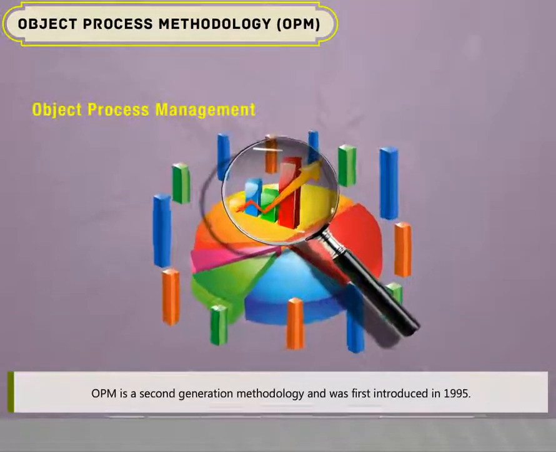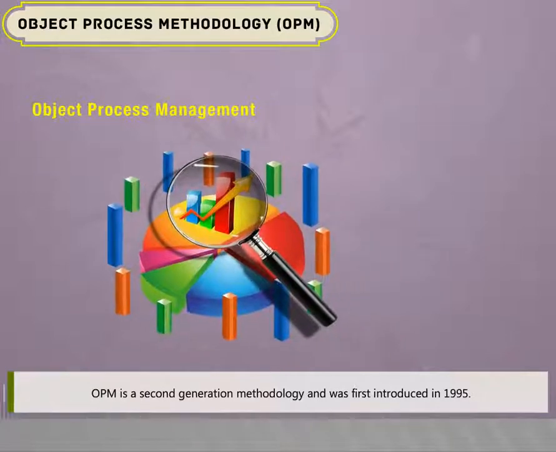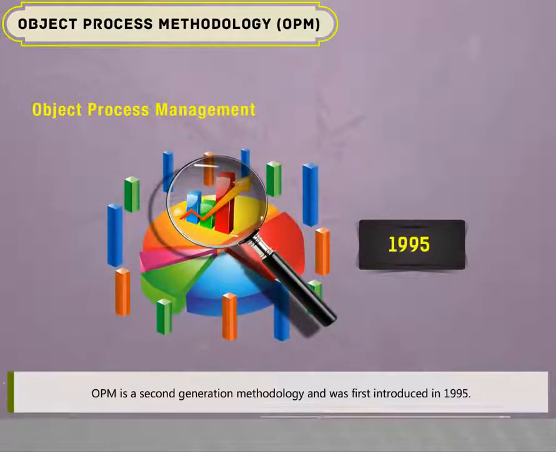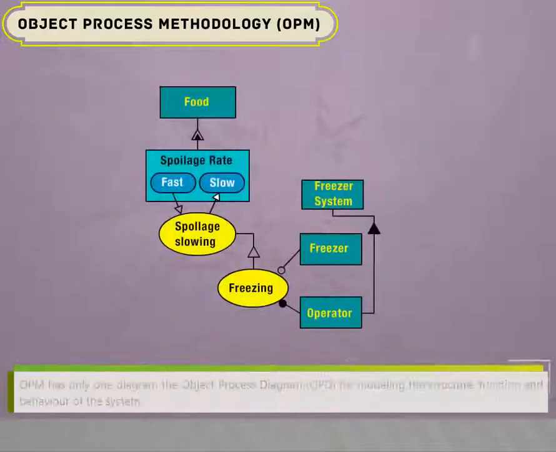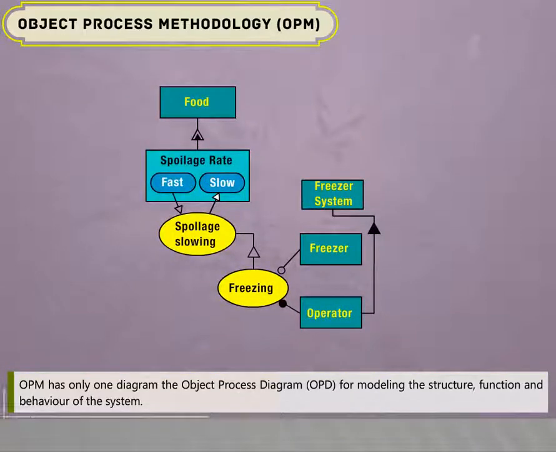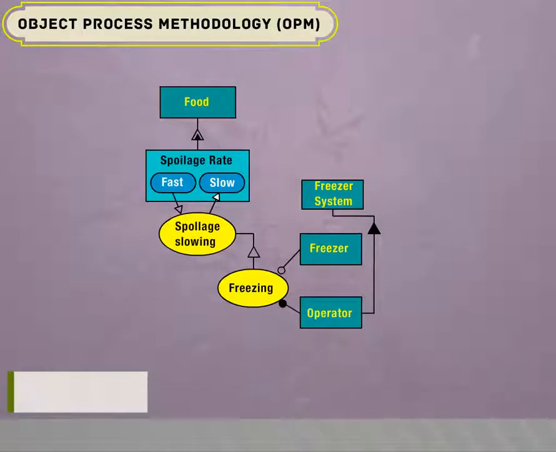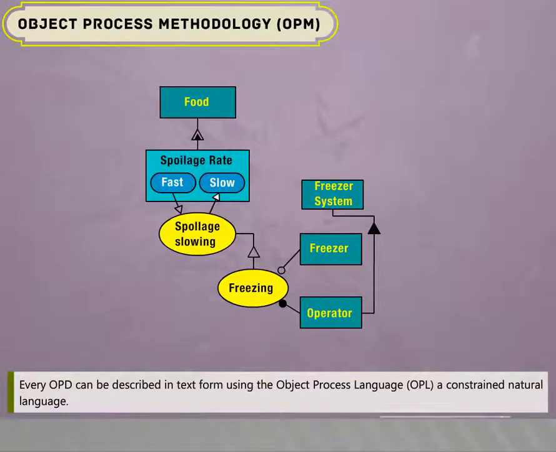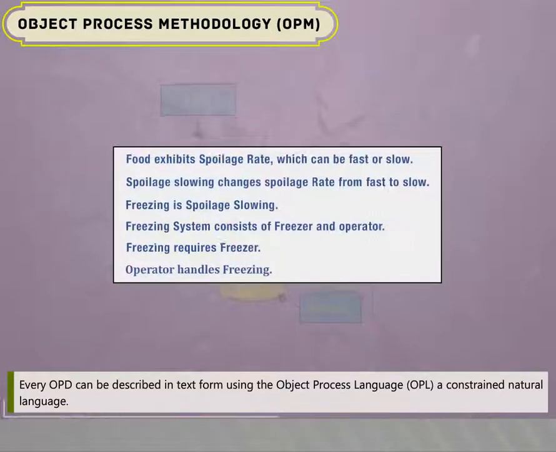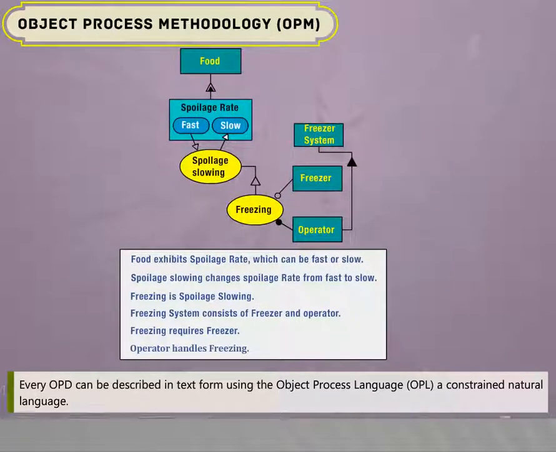Object Process Methodology, that is OPM. OPM is a second generation methodology and was first introduced in 1995. OPM has only one diagram, the Object Process Diagram, that is OPD, for modeling the structure, function, and behavior of the system. Every OPD can be described in text form using the Object Process Language, that is OPL, a constrained natural language.